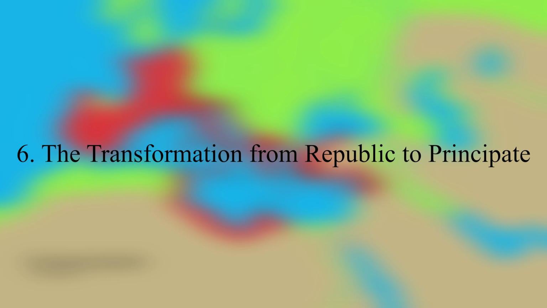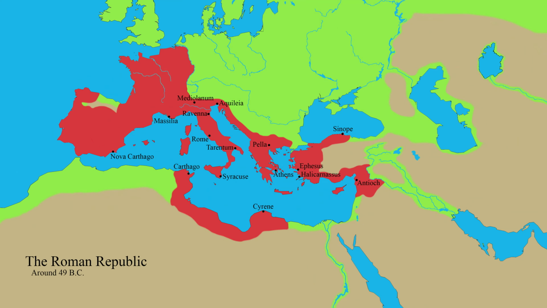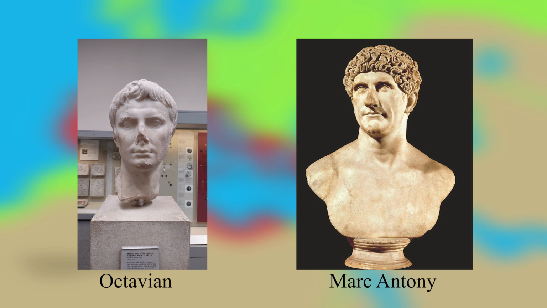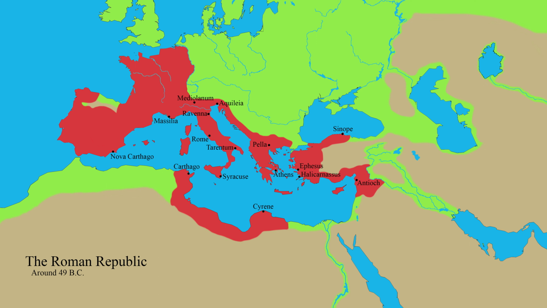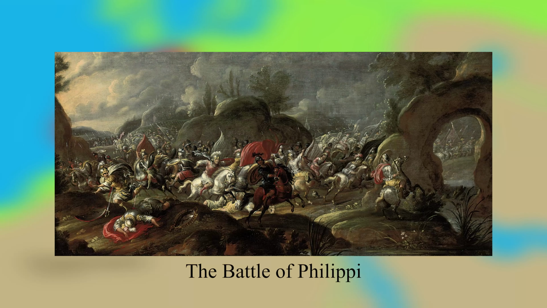Number 6. The transformation from Republic to Principate. Following the death of Julius Caesar, his nephew and posthumously adopted son Octavian and his general Mark Antony would seek to avenge Caesar by bringing his assassins Brutus and Cassius to justice. The 2 groups would climactically face off at the Battle of Philippi, and the armies of Brutus and Cassius would be battered and beaten, and the 2 generals would end up committing suicide.